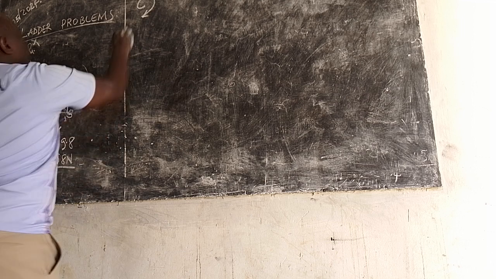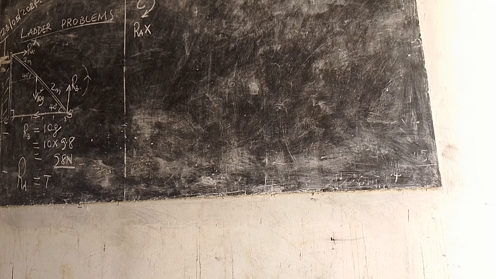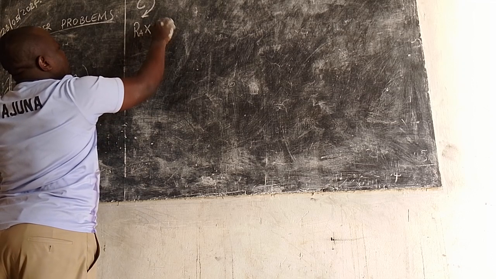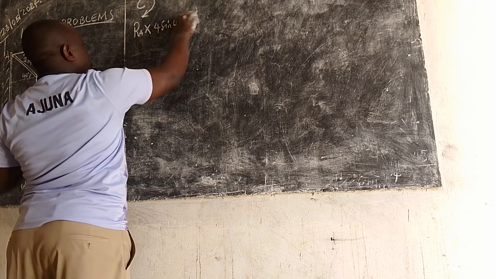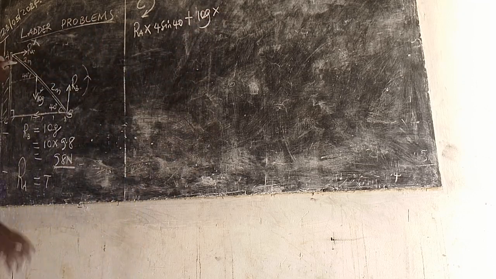So for the case of clockwise, I will have the other A force times the perpendicular distance. The perpendicular distance has become 4 sine 40. You are very okay with that. Then plus this. Now this becomes 10g times 2 cos 40.